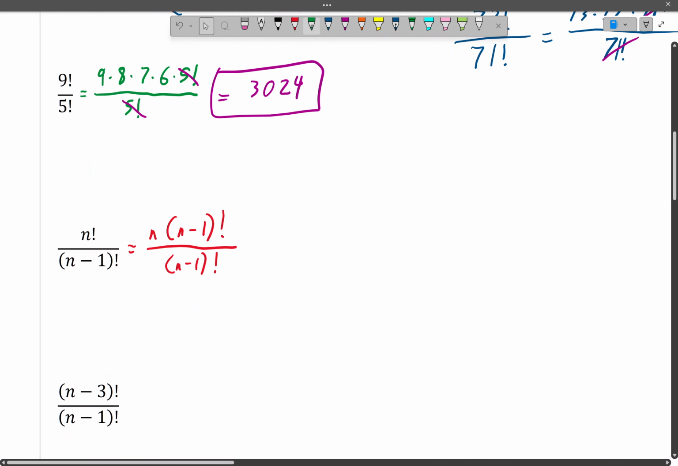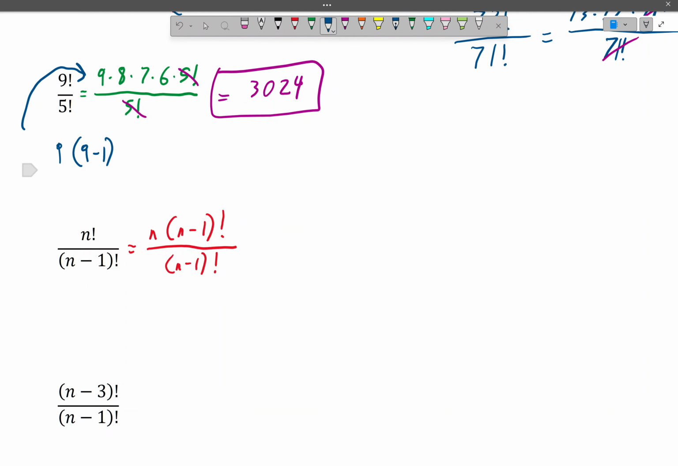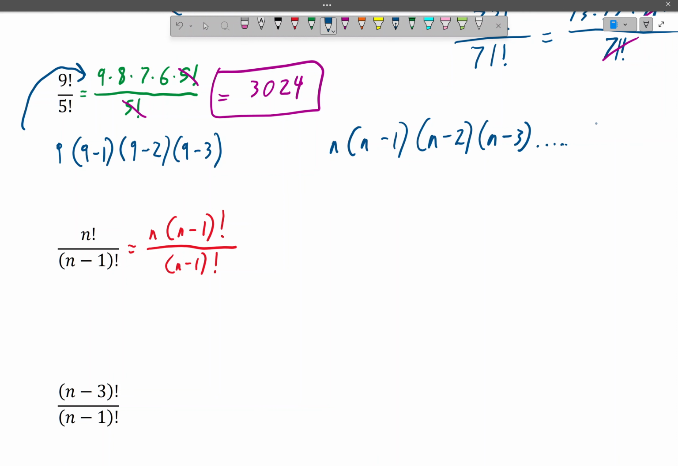Every time we do a factorial, let's use a different color, like 9 is then times 9 minus 1, that's 8. And then to get 7, it's 9 minus 2. And then it's 9 minus 3, etc. So the point is that a factorial is always going to fit this sort of pattern, all the way until you get to the number 1.